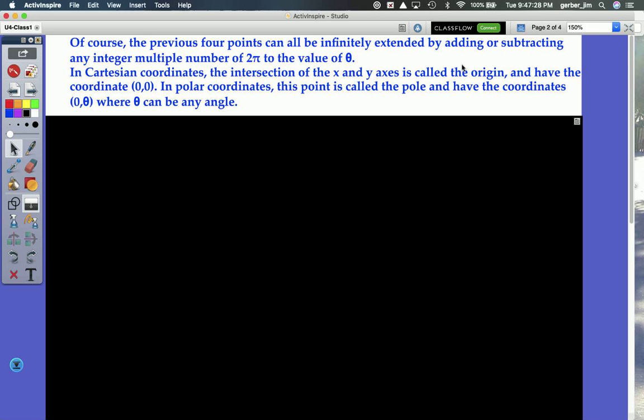So I think that's as far as I'm going to go with this first lecture. I don't want these to get quite so long. So I'm going to stop this one here, and then I'm going to create the second part of this lecture, which is going to deal with converting between polar coordinate systems and Cartesian coordinate systems.